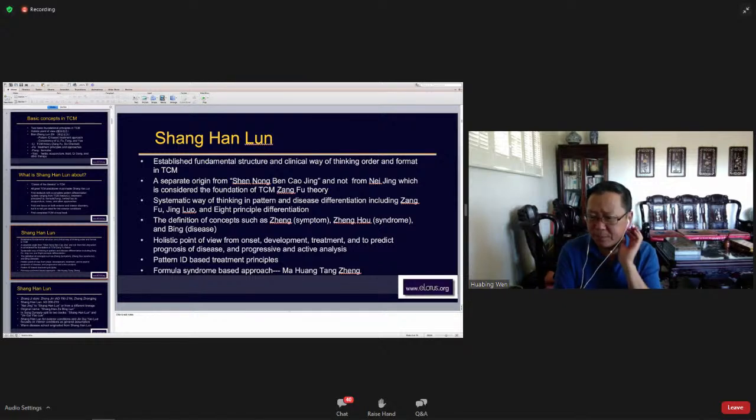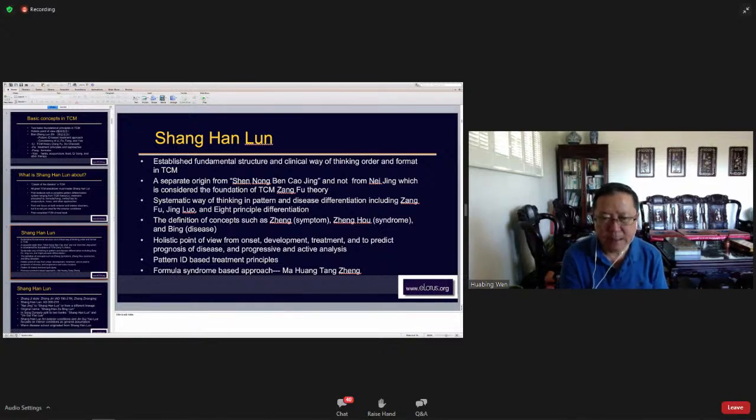But when you look at Shang Han Lun, you already see the eight principle part: the yin and the yang, the three yang channels versus three yin channels. The cold and the heat, you have the Yangming heat, you have Taiyin cold. And the deficiency and the excess, you pretty much see everything there. So Shang Han Lun already included the eight treatment principles. Those are already part of the picture.